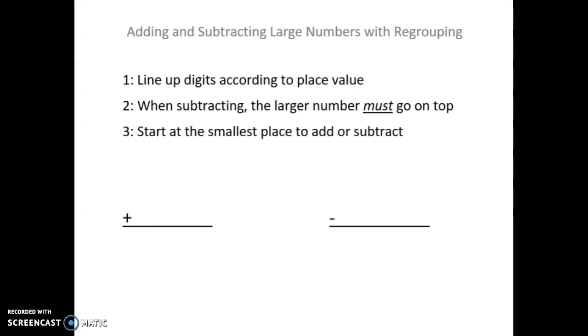Adding and subtracting large numbers with regrouping. When adding and subtracting large numbers, which we call multi-digit numbers, we need to remember a few steps.